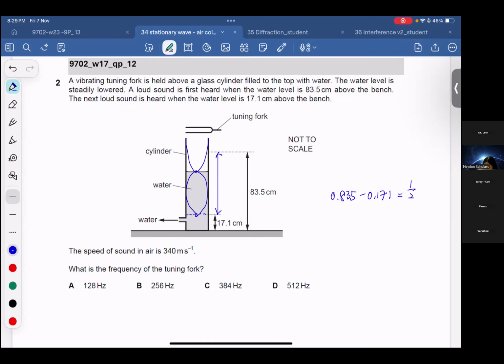Why I suddenly stuck? So this one is 0.835 minus 0.171. So we get 0.664. Am I drawing wrongly? Jore. Jore, yes, Jore.